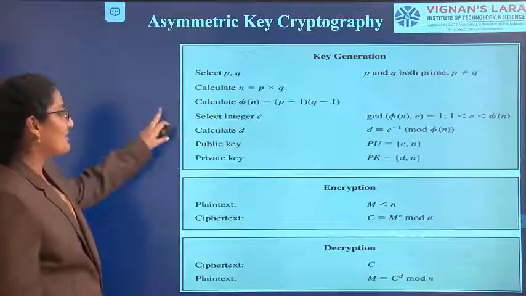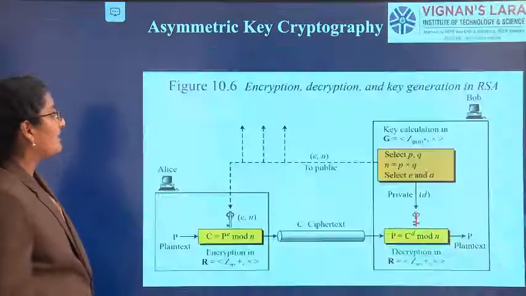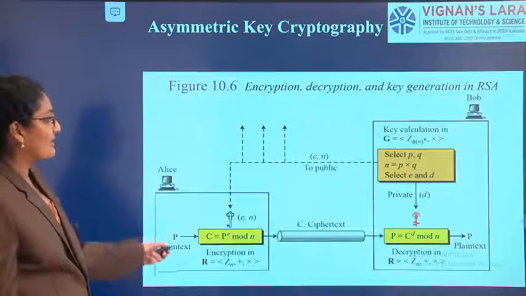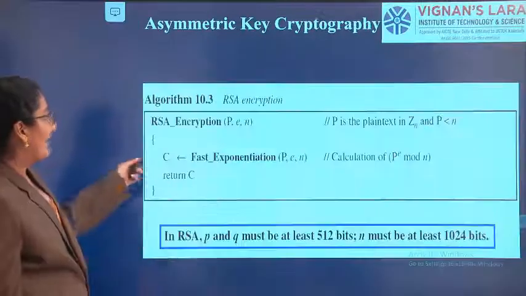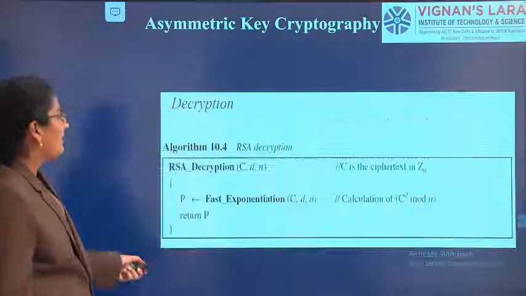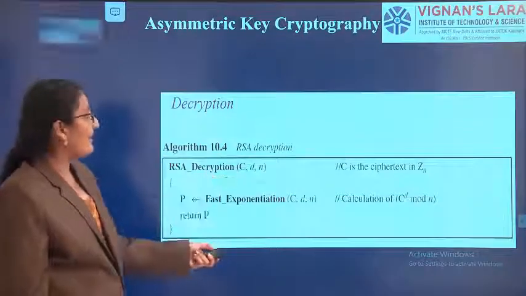So there are 3 steps: key generation, encryption, decryption. So this is what is actually happening. This is how the RSA algorithm will work. At encryption we need the plain text and public key. At decryption we need the ciphertext and private key.